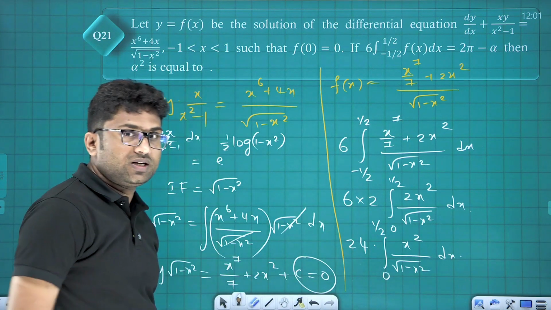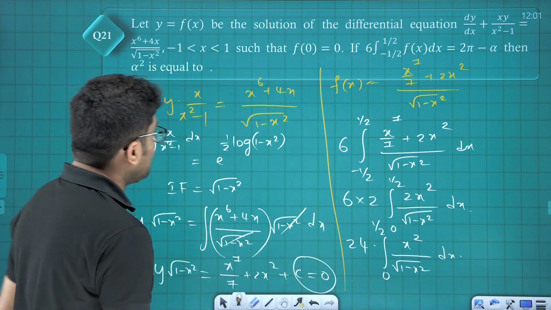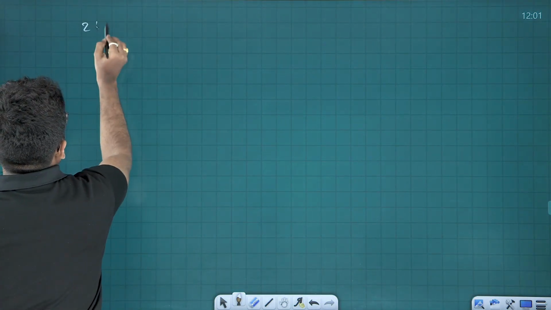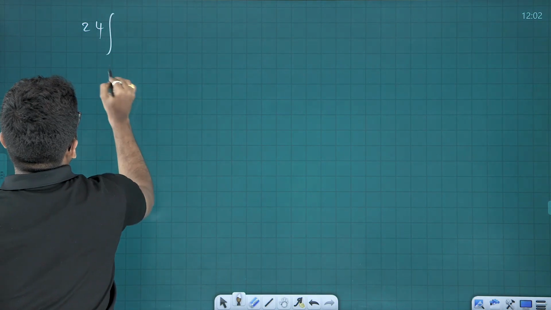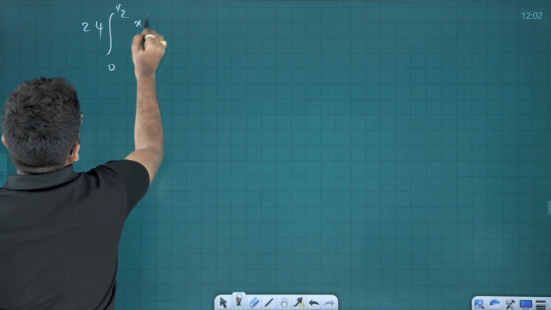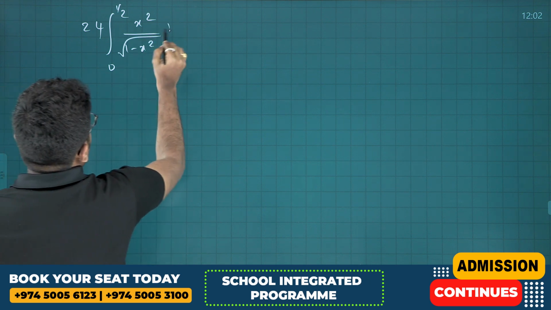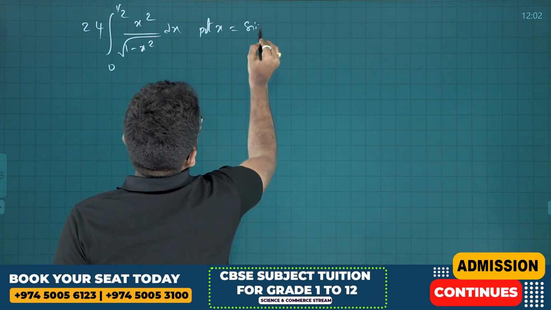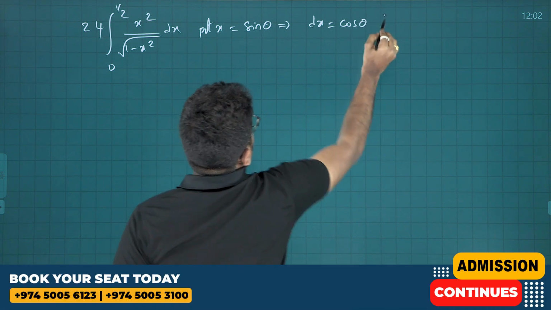Now how do we integrate this? Better we go with the substitution method. Put x equals sin theta, friends. What we have actually is 24 times the integral from 0 to 1/2 of x^2 divided by root over 1 minus x^2. Put x equals sin theta. If you put x equals sin theta, dx is equal to cos theta d theta.